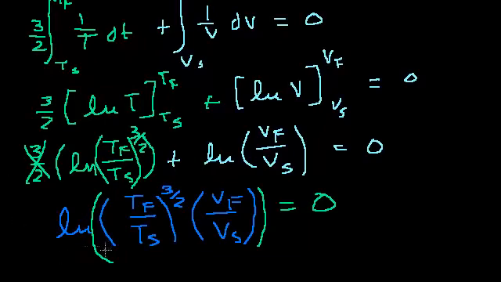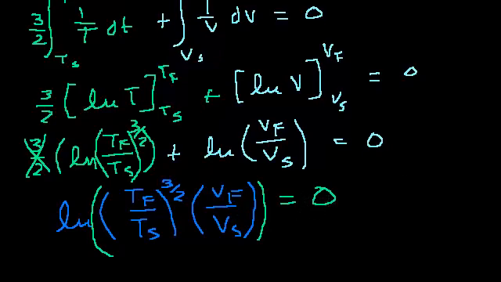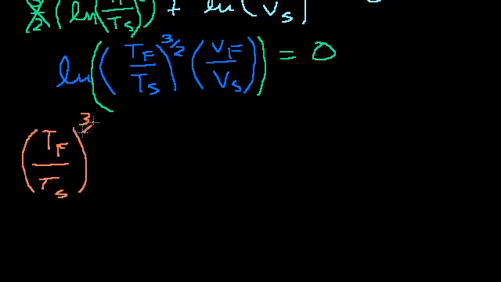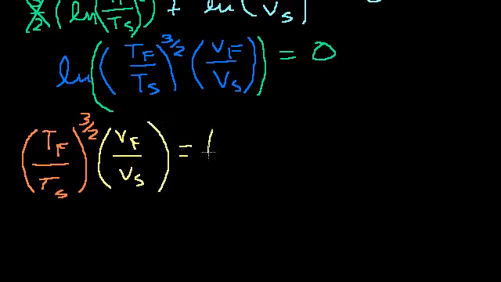Now what can we say? Well, we're saying that e to the 0 power, right? The natural log is log base e. E to the 0 power is equal to this thing. So this thing must be 1. E to the 0 power is 1. So we can say, and we're almost there, that TF, our final temperature over our starting temperature to the 3/2 power times our final volume over our starting volume is equal to 1.